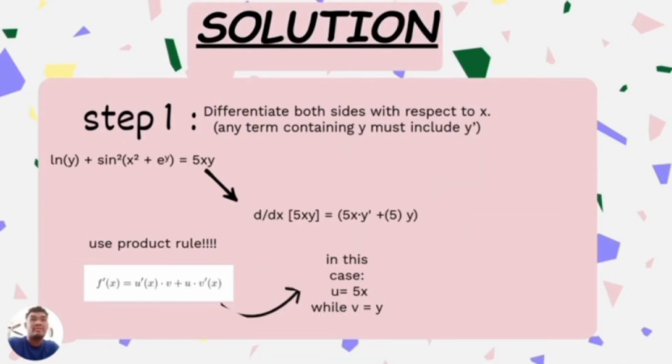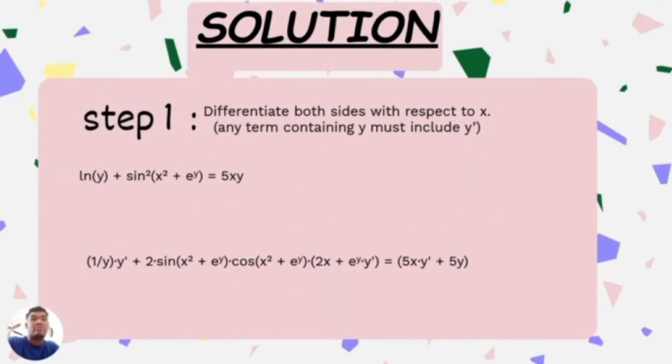Then we differentiate the 5xy using the product rule. So in this case, u equals 5x while v equals y. So this is the equation after we differentiate both sides.